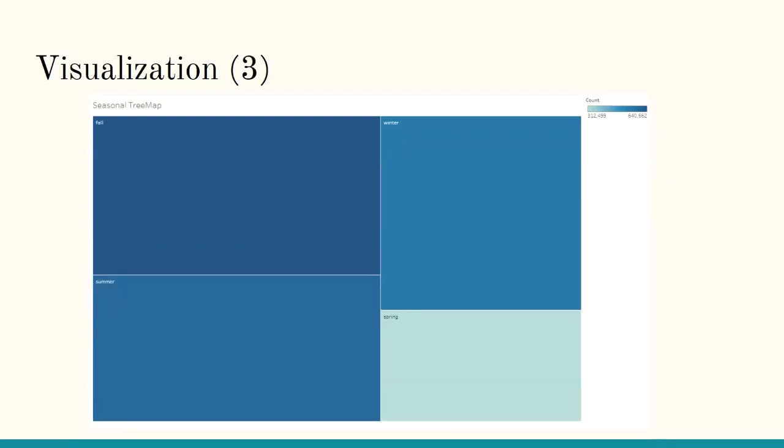chart, we did a seasonal tree map chart, and this tree map shows us total ride counts for each season. This allows us to view seasonal demands for bike rentals. This information is useful because it'll help management understand which seasons will require the most resources.